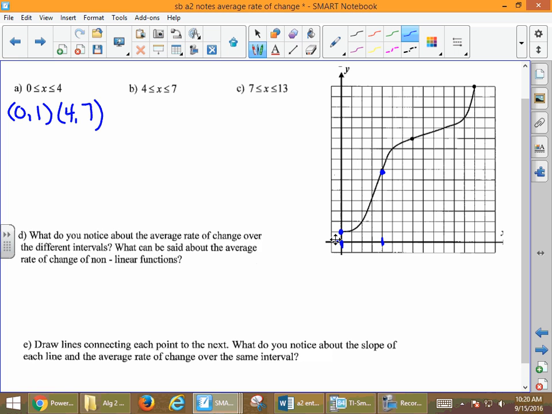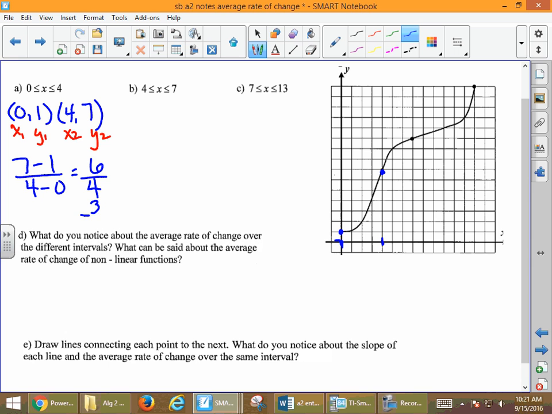And we're going to put this back into the slope formula. So remember, here's x1 and there's y1. Here's x2 and there's y2. We're calculating the average rate of change with the slope. 7 minus 1 over 4 minus 0. 7 minus 1 is 6. 4 minus 0 is 4. And if we wanted to, we could simplify that fraction to 3/2.